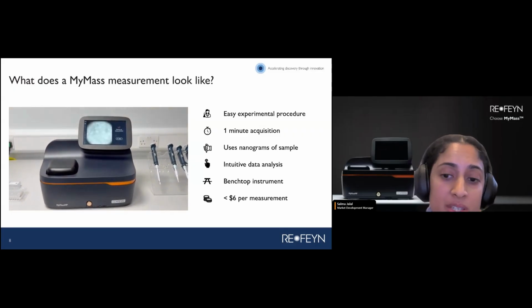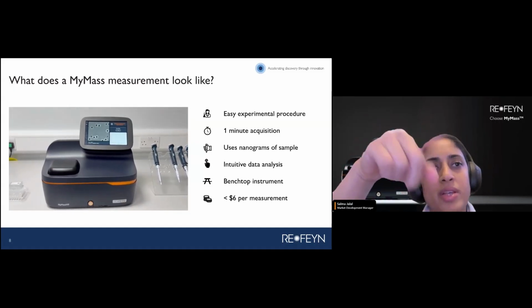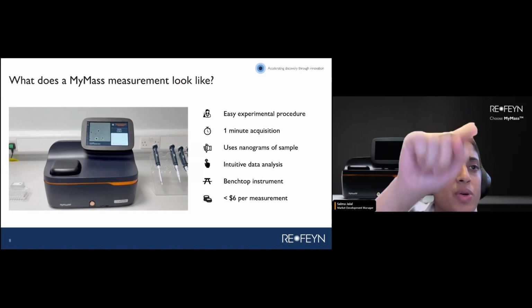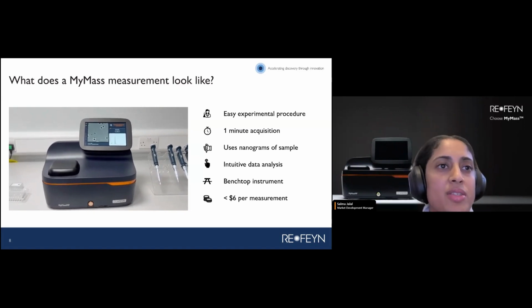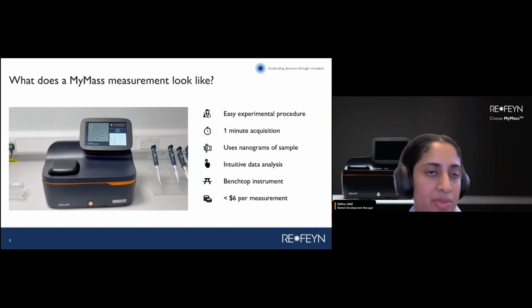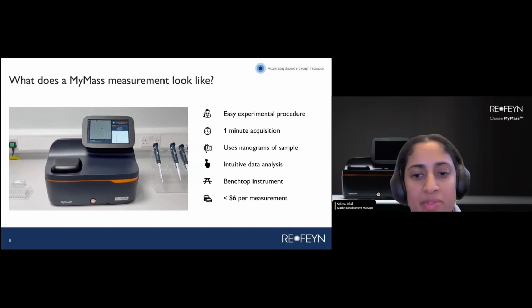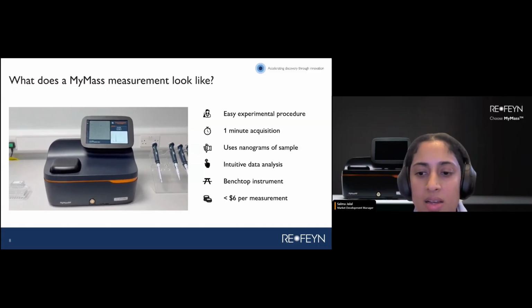The measurement acquisition time is 1 minute. And over here, you can see the molecules that are being measured live. So you see each of those contrast signals is a molecule that's being measured, and then building that mass distribution plot out of thousands of molecule mass measurement events.